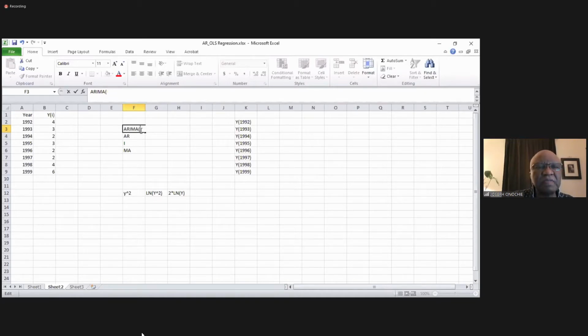Wait, let me make it ARIMA PDQ. Okay, ARIMA PDQ, meaning what are the appropriate lags? For the autoregression portion, what is the number of lags? By convention, we use P for the lags for the autoregression. For the integrated, we use D. And for the moving average, we use, sorry.